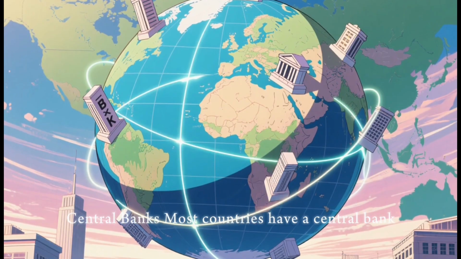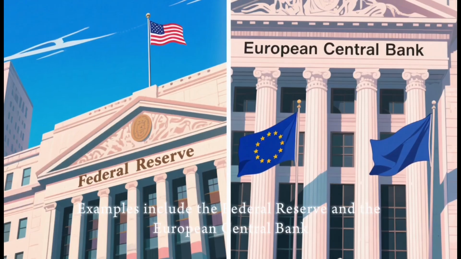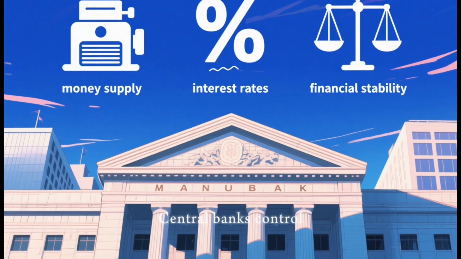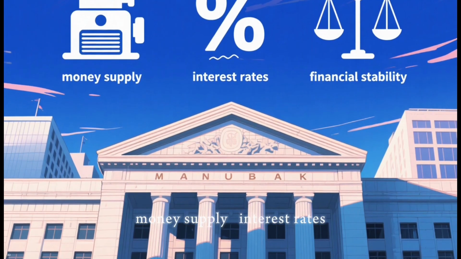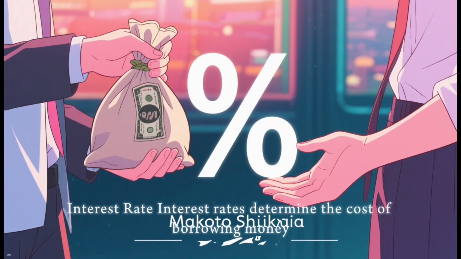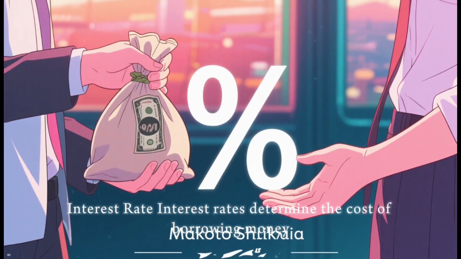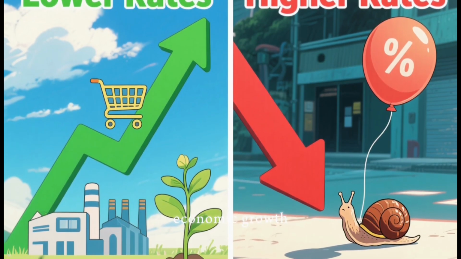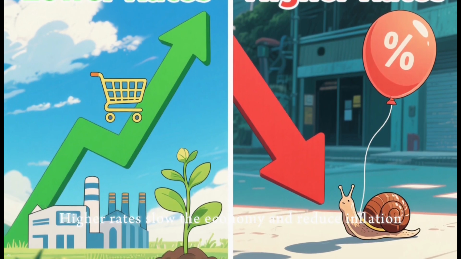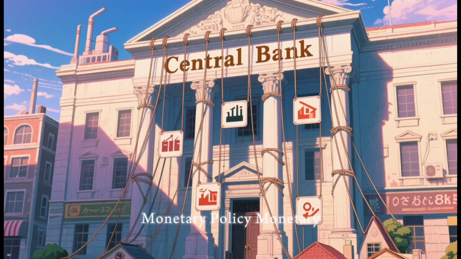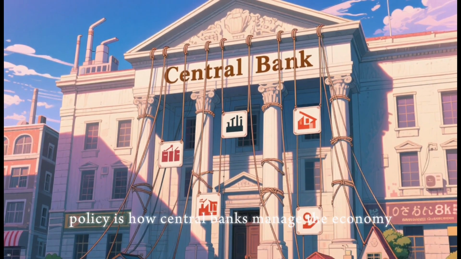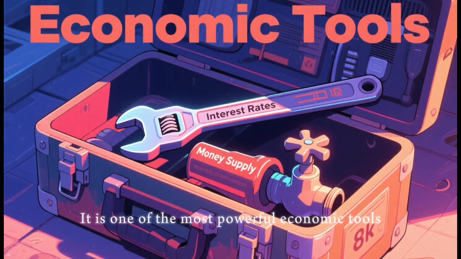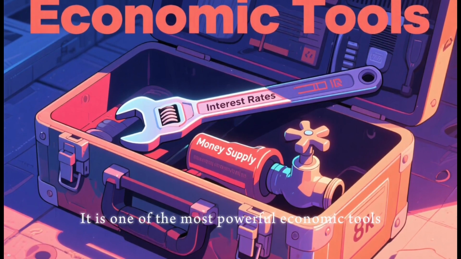Central banks: most countries have a central bank. Examples include the Federal Reserve and the European Central Bank. Central banks control money supply, interest rates, and financial stability. Interest rates determine the cost of borrowing money. Lower rates encourage spending, investment, and economic growth. Higher rates slow the economy and reduce inflation. Monetary policy is how central banks manage the economy using interest rates. Money supply: it is one of the most powerful economic tools.